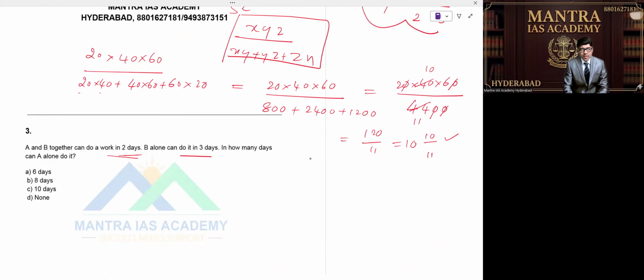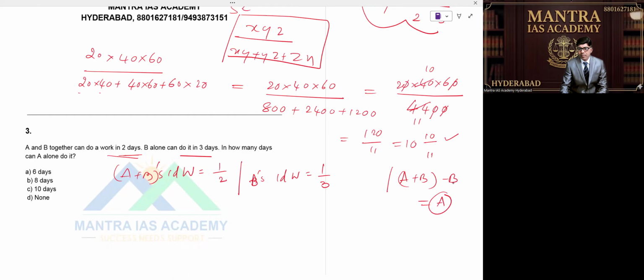A plus B in 2 days implies A plus B's 1 day's work is going to be 1 by 2. And B's 1 day's work is equal to 1 by 3, beta. Now you know A plus B and you know B. If I do it mathematically, A plus B minus B means I am going to get A. To get A, I have to subtract B from A plus B. Therefore, my target is in how many days can A alone do it? A's 1 day's work is equal to A plus B's 1 day's work minus B's 1 day's work. That's the story, beta.